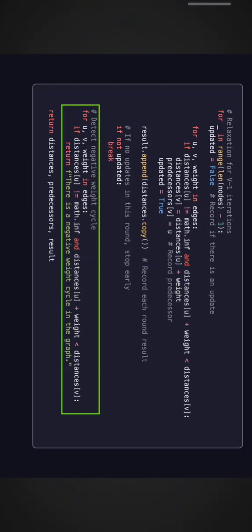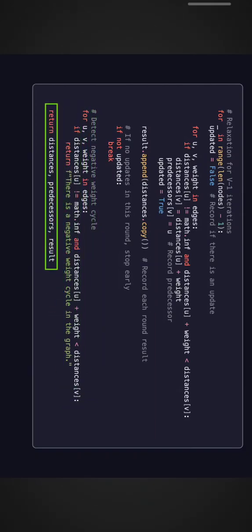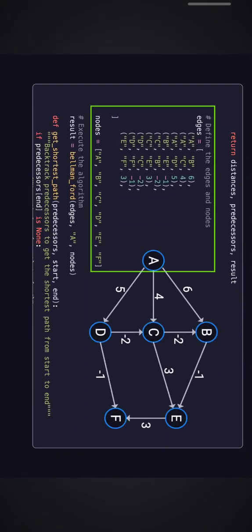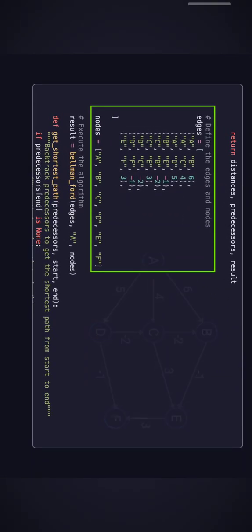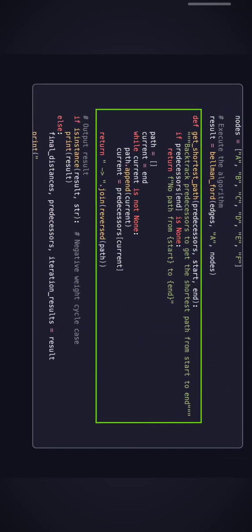If any distance can still be updated, it indicates the presence of a negative weight cycle, and the function returns a message confirming this. If no negative weight cycle is detected, the function returns the final shortest distances, the predecessor dictionary, and the results from each iteration. Here, we define the nodes and edges based on the graph we discussed earlier. This method backtracks through the predecessor dictionary, allowing us to reconstruct the shortest path from the source node to any destination node.